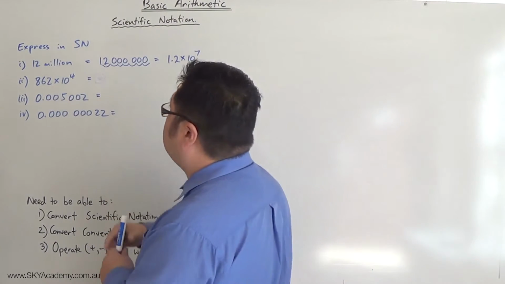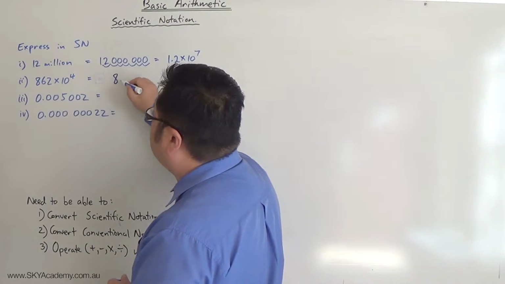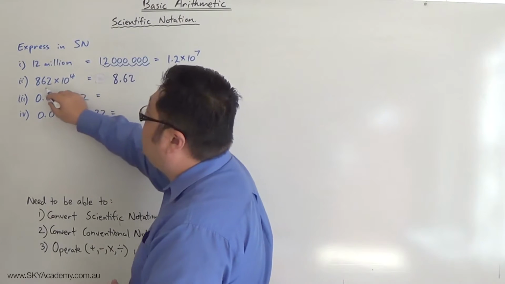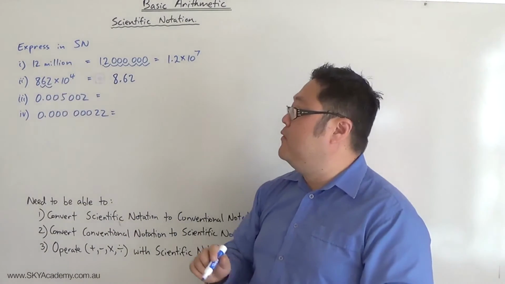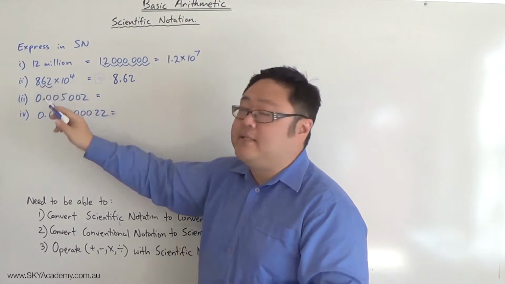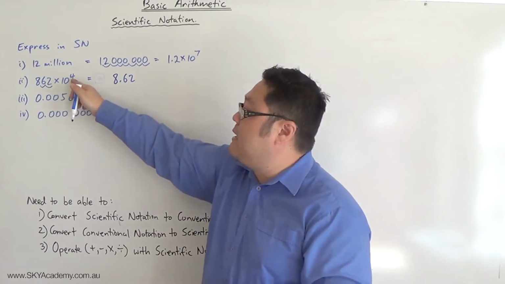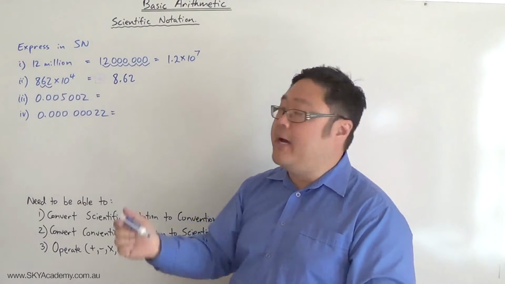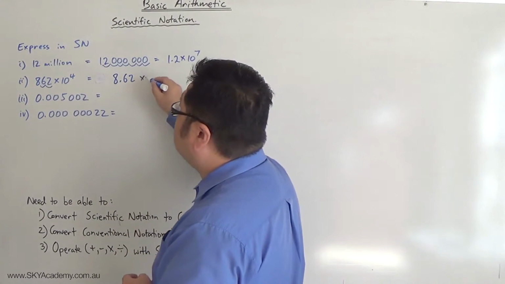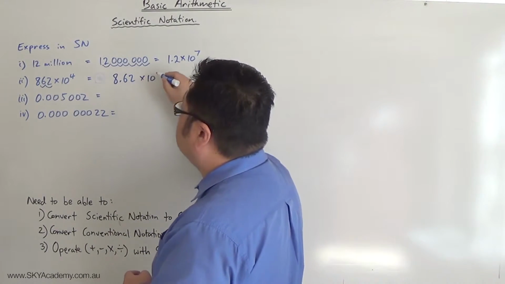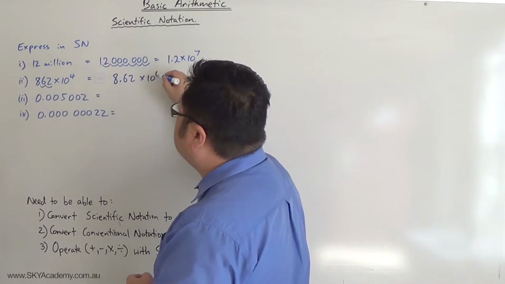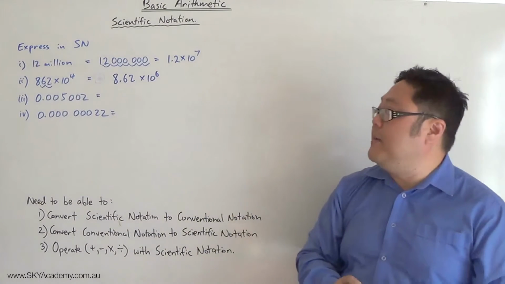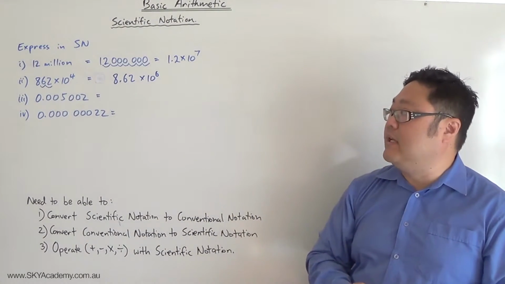So we've got to write that as a number between 1 and 10, and it's 8.62, which means that we've moved the decimal places 2 spaces. We need to move the decimal point 2 spaces to the right, which means this number would go up by 2 numbers. So it's 8.62 times 10 to the power of 4 plus the 2 spaces that we add, 6. Okay, so it's 8.62 times 10 to the power of 6.